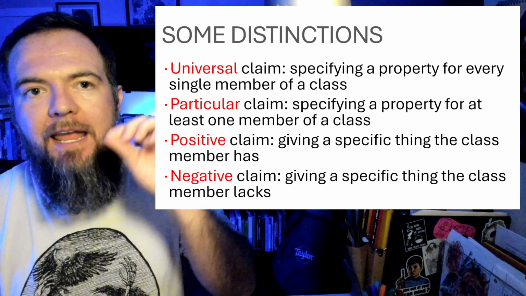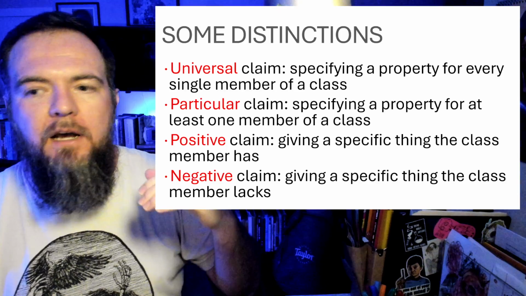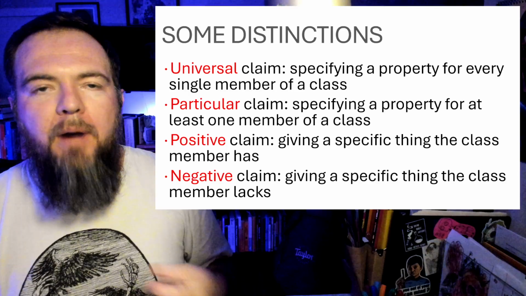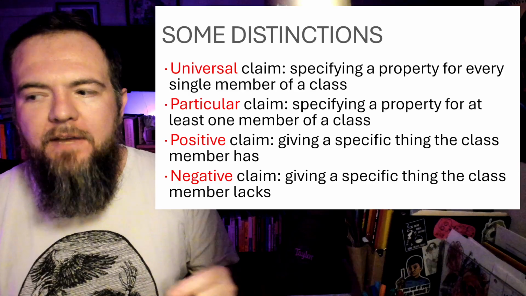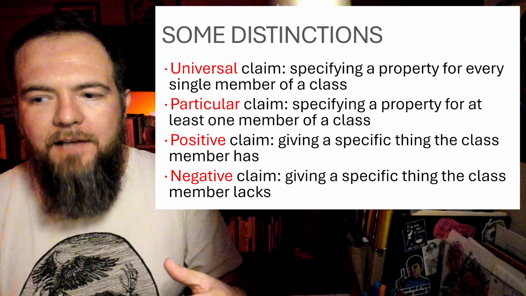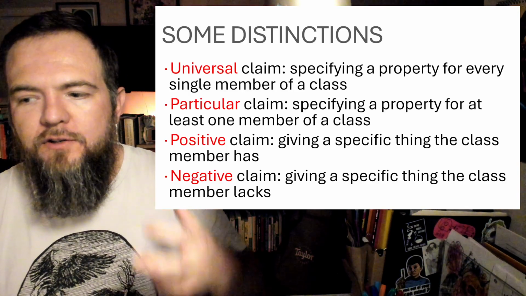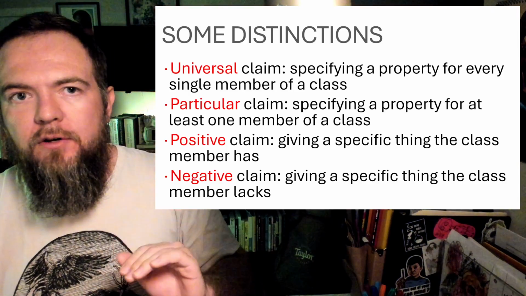Universal, you are trying to say that something is a part of every single member of the class, whether that's a specific thing or not. Okay. Positive and negative is also an important distinction. Positive means that you're giving some specific thing, or you're saying that a member of the class has some specific thing, versus negative is you're saying that a specific thing lacks a certain quality.